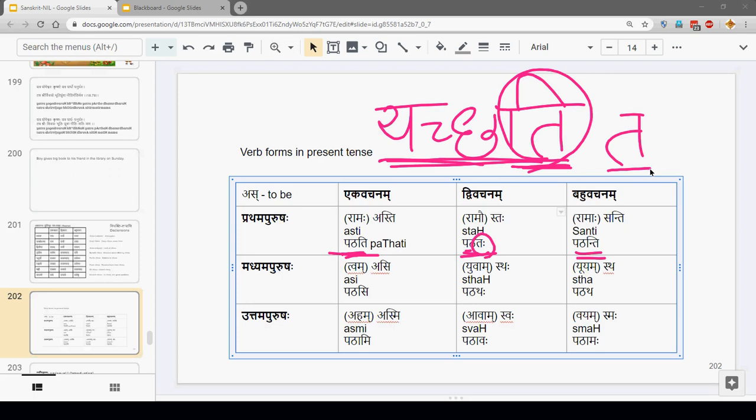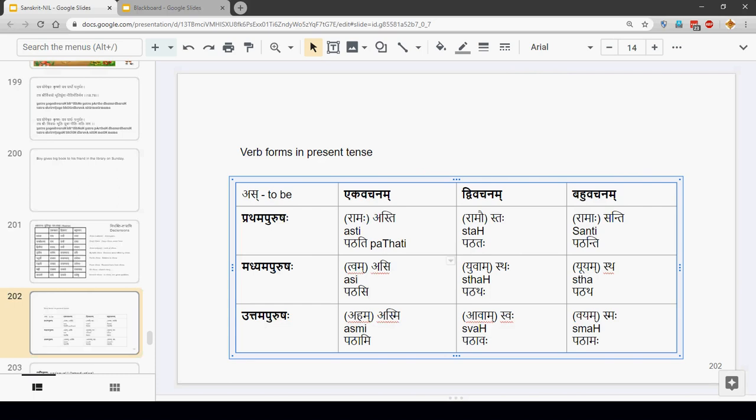Yachanti. Yes, yachanti. So if many people are giving something, then you use yachanti. Yachati means somebody is giving. So if one person is giving, we use yachati. Balakaha pustakam yachati. The boy is giving the book. And if there are two boys, then we use balakau pustakam yachataha. If there are many boys, then balakaha, and pustakam can remain the same. Balakaha pustakam yachanti. That is the plural form.